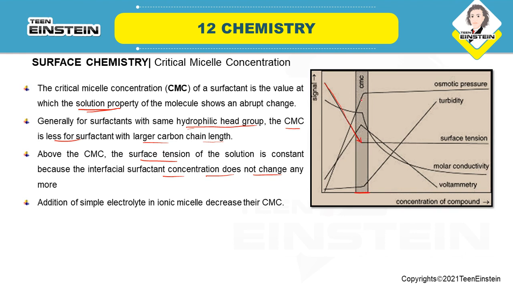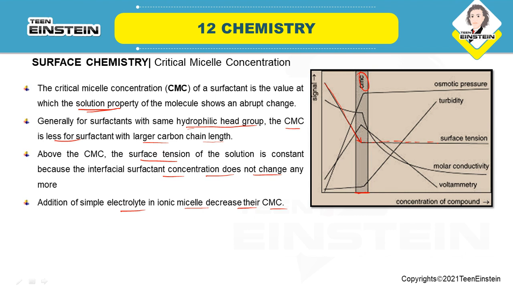Now if we look at this graph, you can see surface tension is gradually decreasing before CMC is reached. But once CMC is reached, this is the CMC region. After that point, there is no change in the surface tension because now the surface area is fully covered, saturated. Okay. Addition of simple electrolyte to ionic micelles also decreases their CMC. These are the very little pieces of information that you should know, because there may be some options given asking whether a statement is correct or not. So this information is important from that point of view.